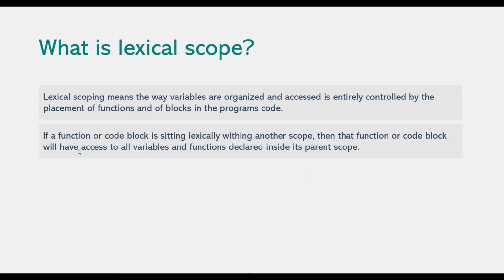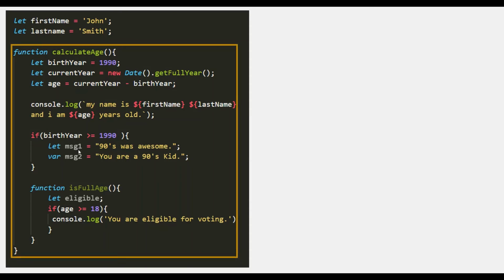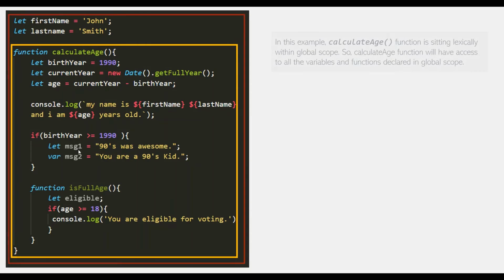Let's understand this with an example. So in this program, this calculateAge function is sitting lexically within this global scope. So this calculateAge function will have access to all the variables and functions declared in the global scope.